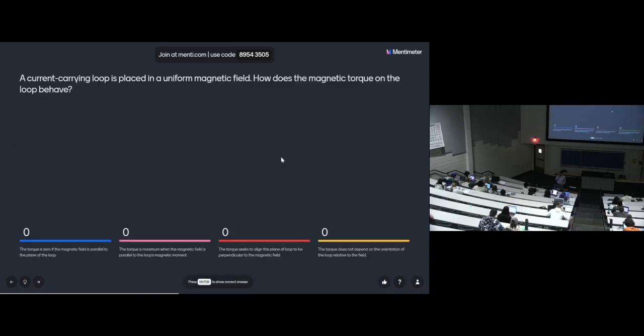A current carrying loop is placed in a uniform magnetic field. How does the magnetic torque on the loop behave?